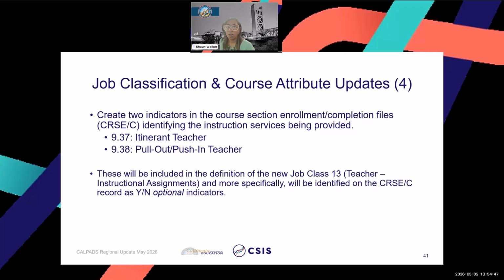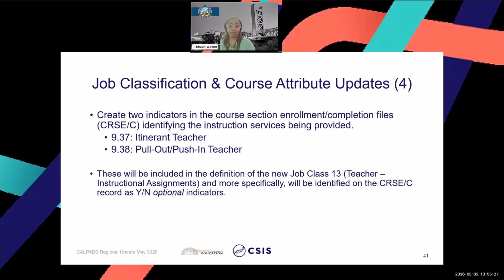And then these 2 here will be for what is added to the CFS, the CALPADS file specifications, within the course section file. The 2 indicators are going to be 9.37 for itinerant teacher and 9.38 for pull-out and push-in teacher. These will be added to the definition for 13, and then you can simply select the yes or no optional indicators. If an educator is serving both an itinerant and pull-in and push-out role, both of those can be selected yes.